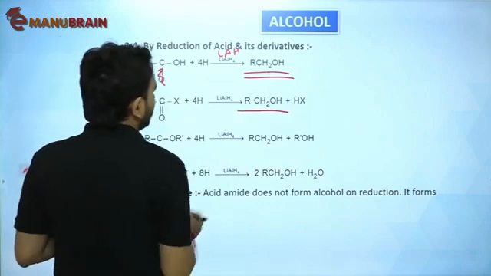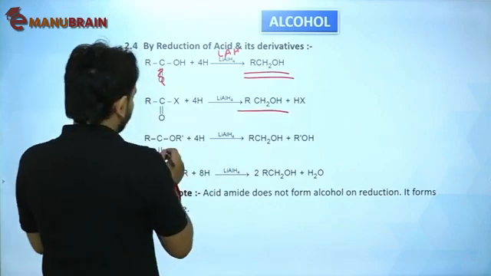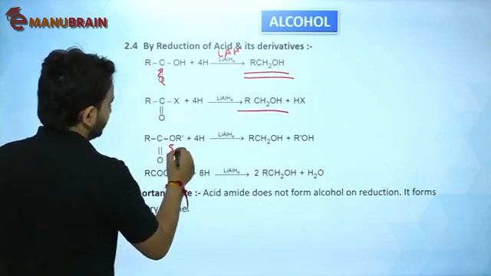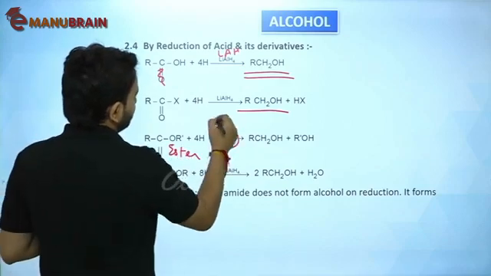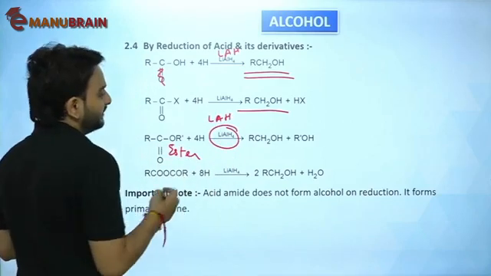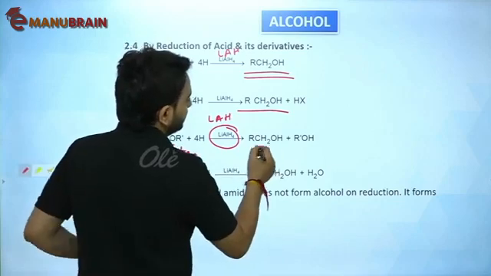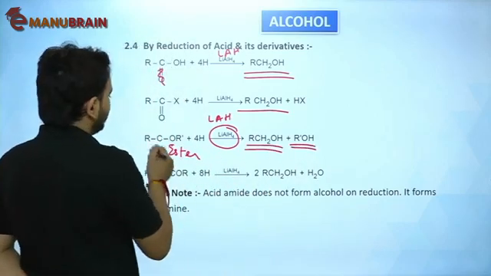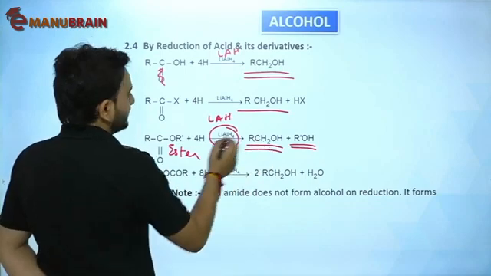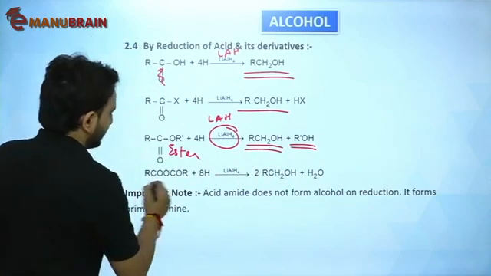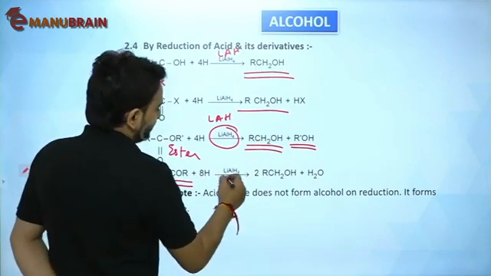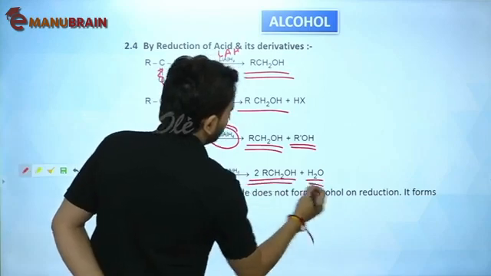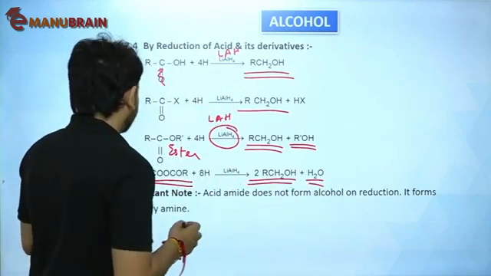Similarly, you'll get an alcohol over here. Similarly, over here also, in case of an ester, when you treat it with LAH, lithium aluminum hydride, again an alcohol will be formed. So two alcohols will be formed, RCH2OH and R-OH. Again, if you treat this with LAH, reduction will happen and you will get this.